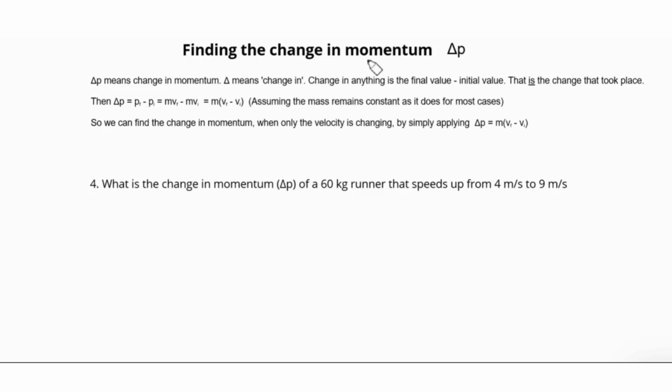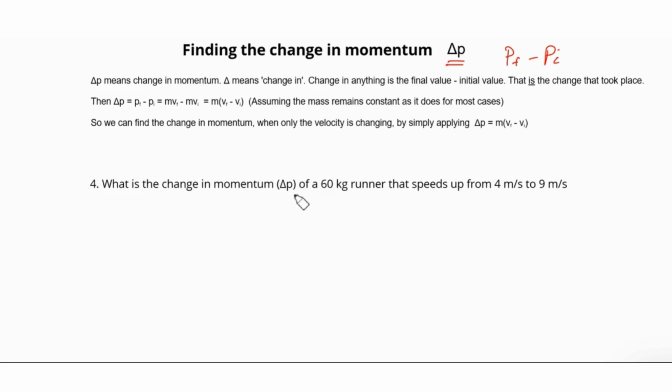Now we'll look and see that we said that impulse caused a change in momentum. We use delta P. Delta anything is a change in. Delta Q is change in Q. Delta T is change in T. Delta P is change in P. Change in anything is the final value minus the initial value. It gives you the change in anything at all.